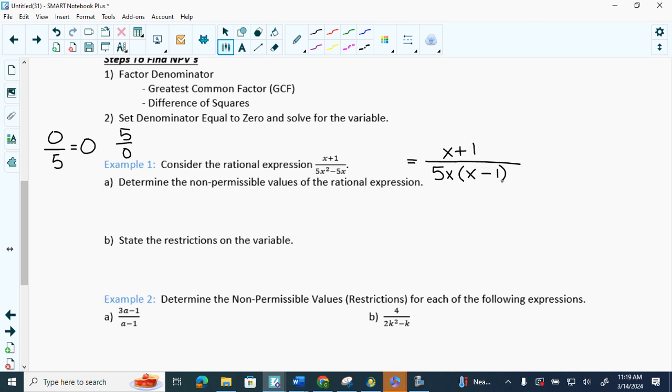Binomials can only cancel off binomials. Two-term functions, two-term expressions, two-term expressions. The 5 and the x are multiplied together, we agree? Okay. Can we separate them? Yes. So what I will actually ask you to do is if you have two things multiplied, I will ask you to put brackets around them separately.